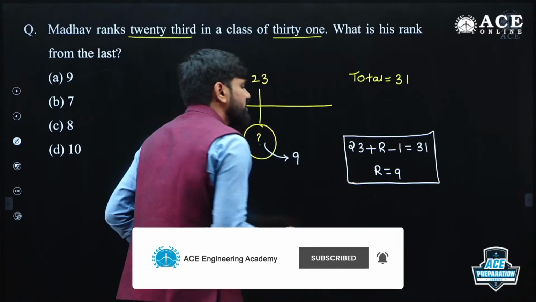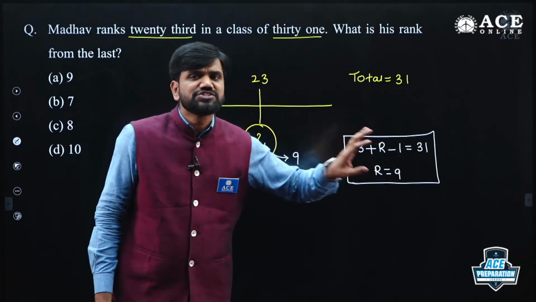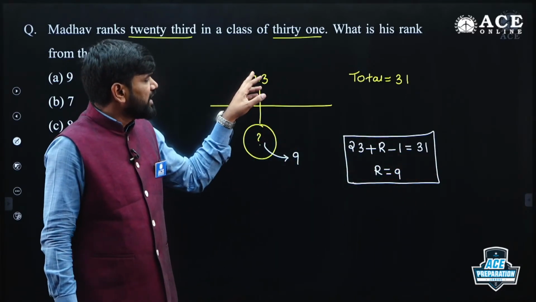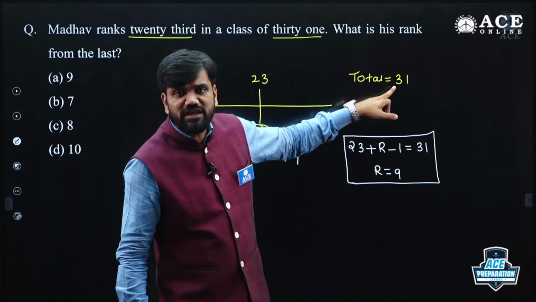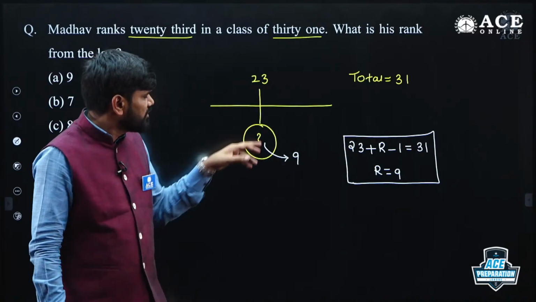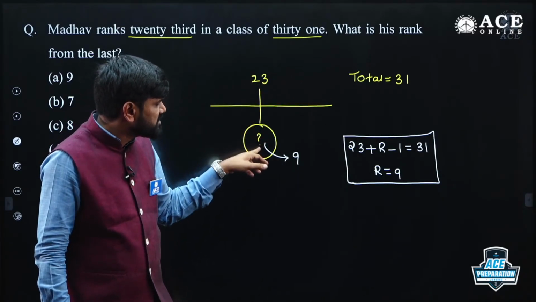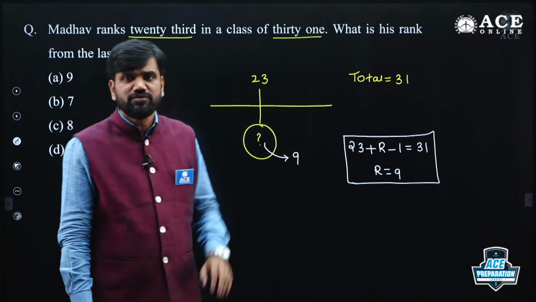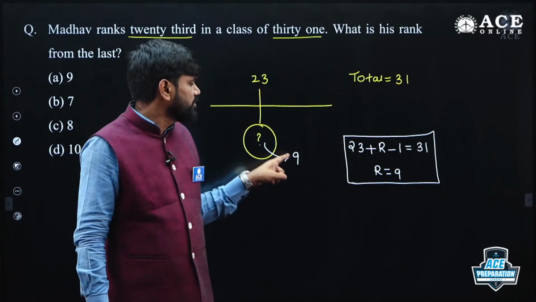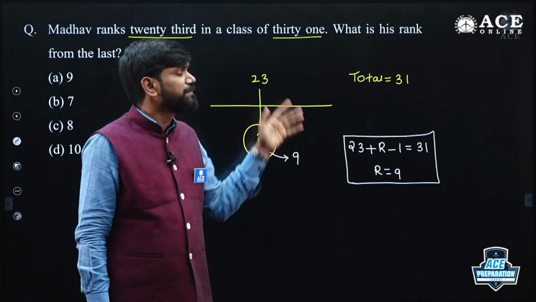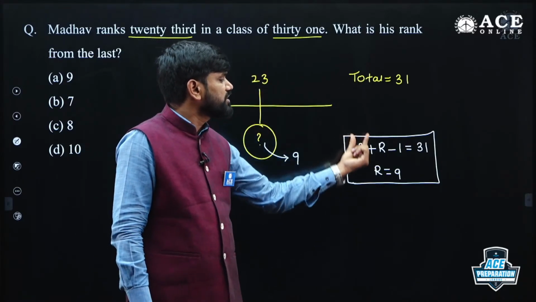So, instead of writing all these things in the exam, you can straight away say that when you are adding the positions from both the ends, the total will always add up to 1 more than the actual total. Hence, this plus this together should give you 32. So, for you to get 32, it has to be what? 9. That is how I can directly say, or otherwise substitute it in the formula.